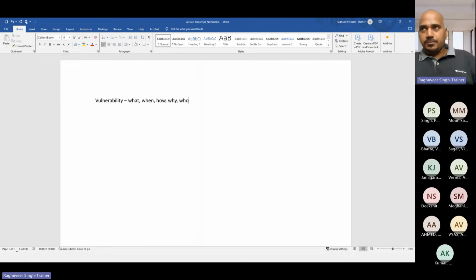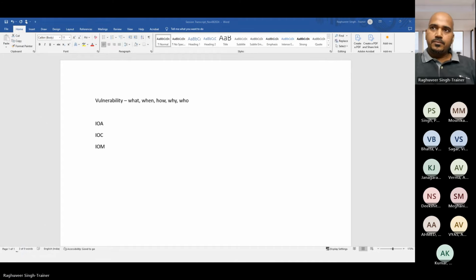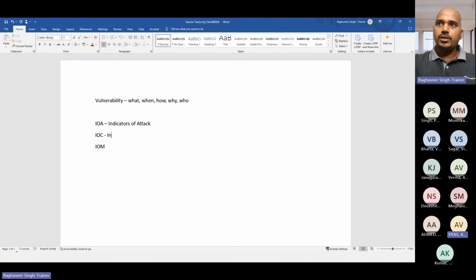Okay. So what is vulnerability? That's the question. We have terminologies like IOA, IOC, IOM. Any participant who can explain what these terminologies are? Anyone who has heard these terminologies? Okay. IOA stands for indicators of attack. IOC stands for indicators of compromise, and IOM stands for indicators of misconfiguration. These are the terminologies: IOA, IOC, IOM.